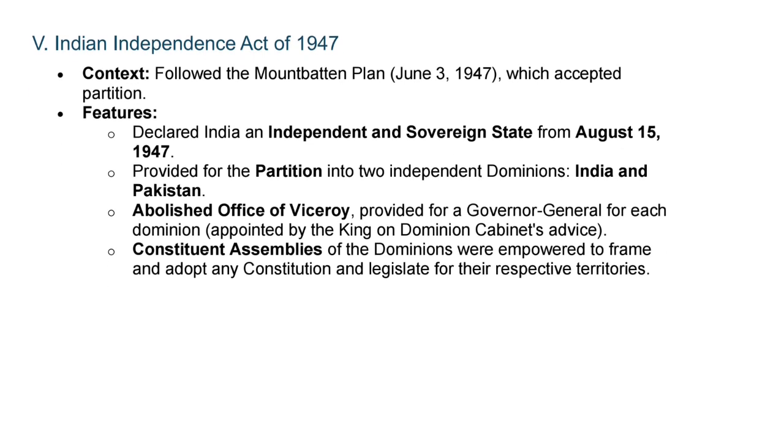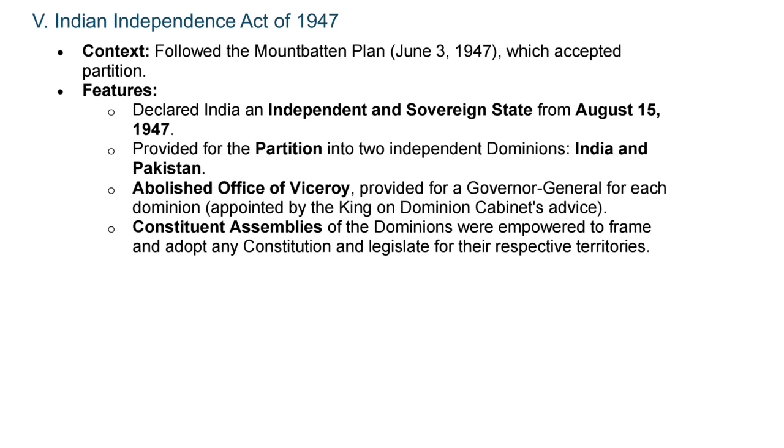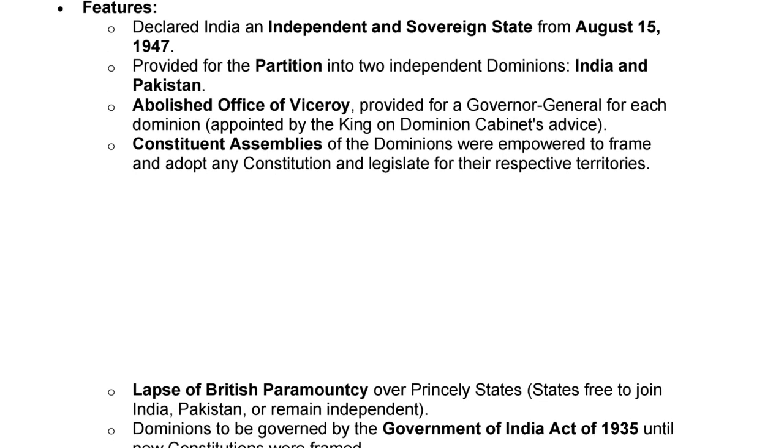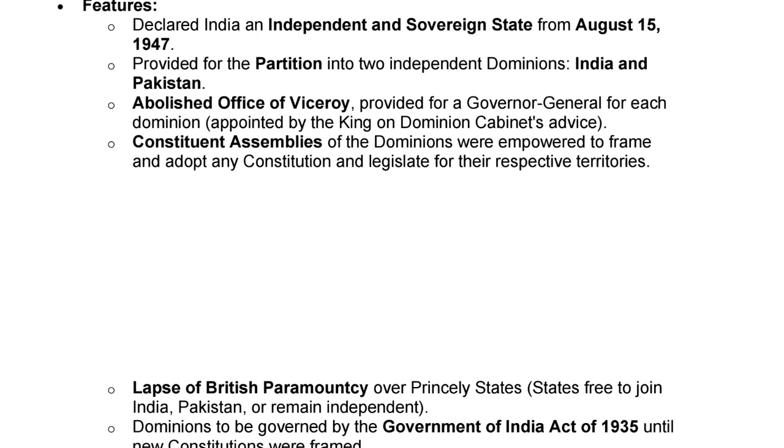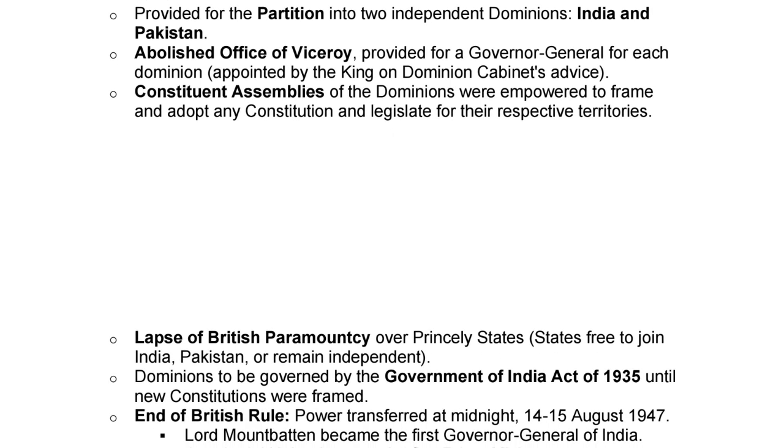5. The Indian Independence Act of 1947. Context, followed the Mountbatten Plan, June 3, 1947, which accepted partition. Features, declared India an independent and sovereign state from August 15, 1947. Provided for the partition into 2 independent dominions, India and Pakistan. Abolished office of Viceroy, provided for a Governor-General for each dominion, appointed by the King on Dominion Cabinet's advice.